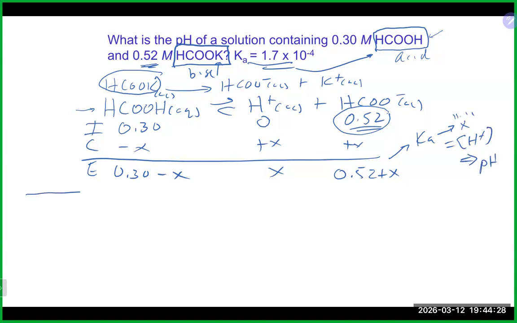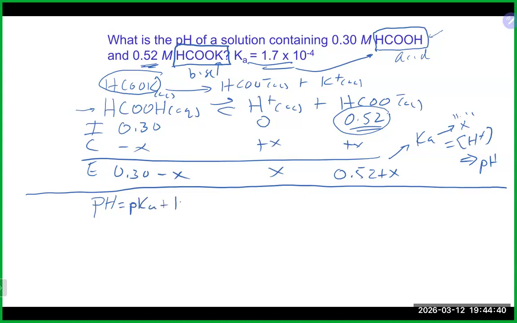Now, if you want to take that route, that's perfectly good, but you can, again, skip that, and in this case, you can use the Henderson-Hasselbalch equation, and you'll get the pH is equal to the pKa plus the log of the base over the acid. Here we will get the pKa value by taking minus the log of the Ka, which is 1.7 times 10 to the minus 4. That's going to give us a 3.77 pKa value.